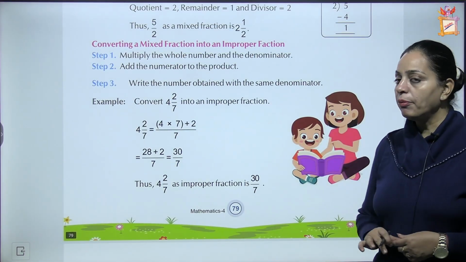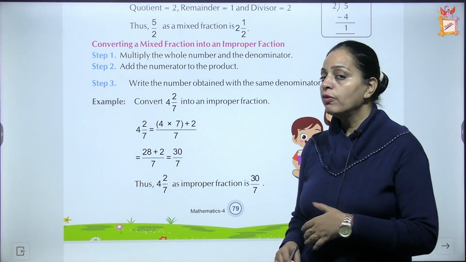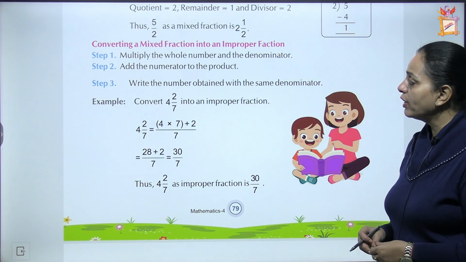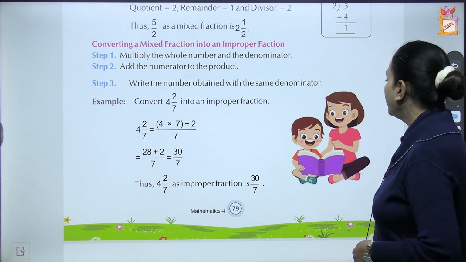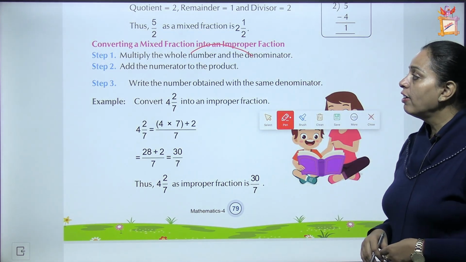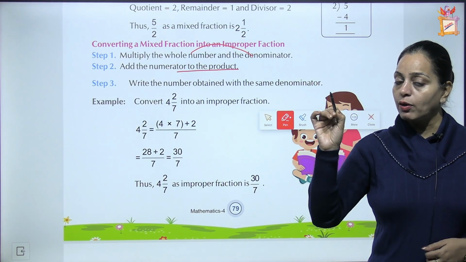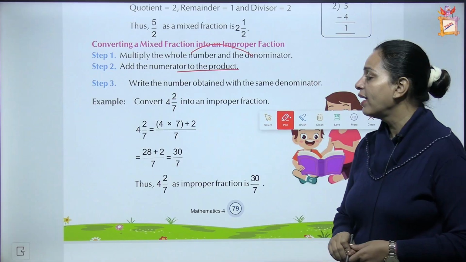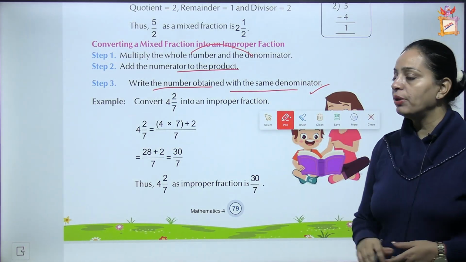Now converting a mixed fraction into an improper fraction. अगर mixed fraction है तो उसे improper कैसे बनाना है? Very simple. Step 1, multiply the whole number and the denominator. पहले हम whole number और denominator को multiply करेंगे, फिर Step 2, add the numerator to the product. जो product होगा उसमें numerator को हम add कर देंगे, and then Step 3, write the number obtained with the same denominator.